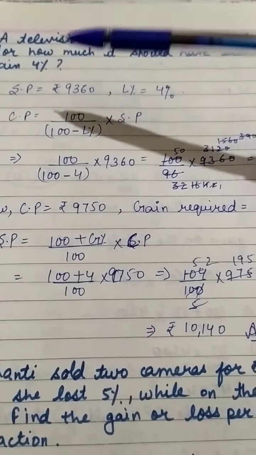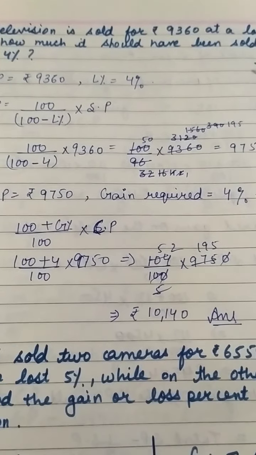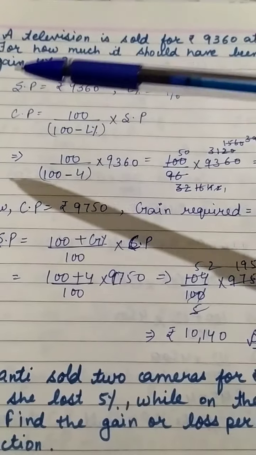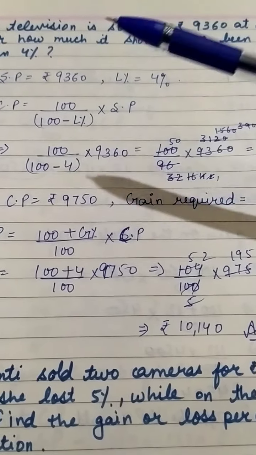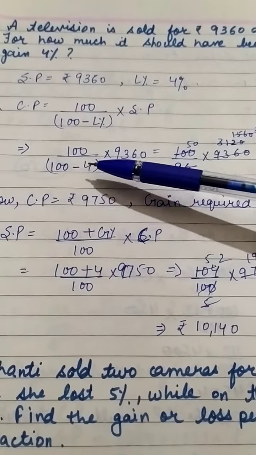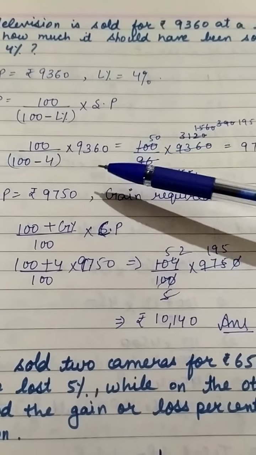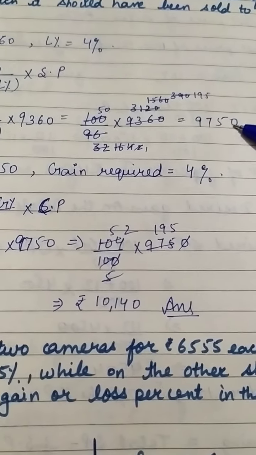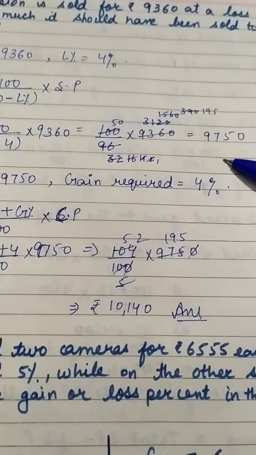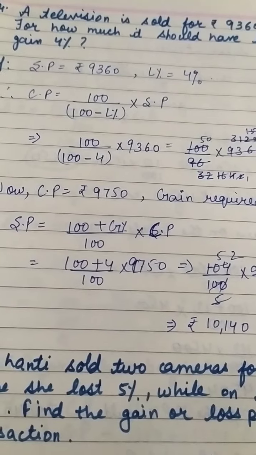So we have the selling price and the loss percent. So we can easily find out the cost price. Okay, by applying the formula 100 upon 100 minus loss percent into selling price. So we have, after calculating 100 upon 96 into 9360, 9750 rupees. Okay, this is the cost price.